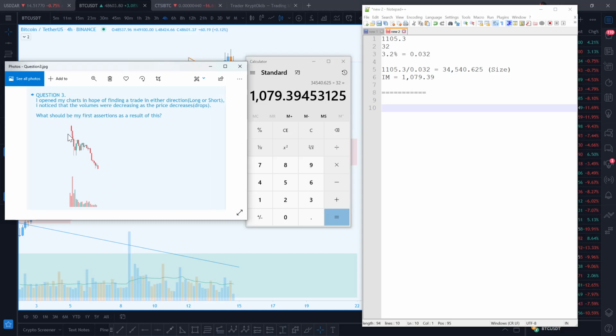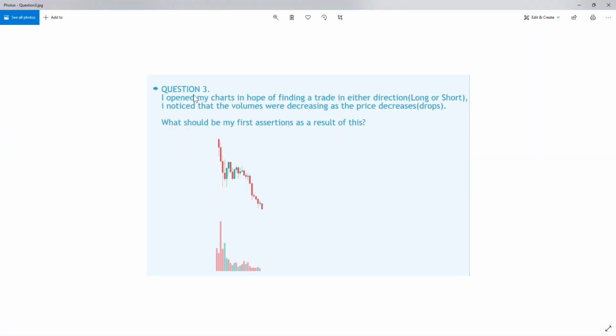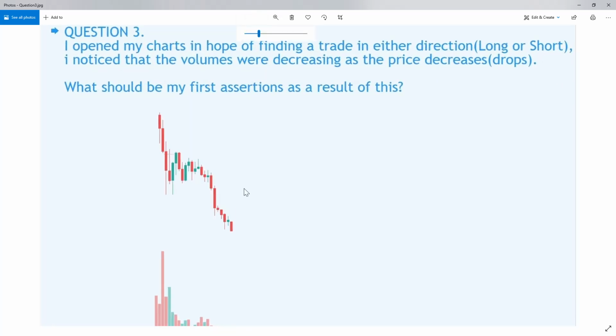Okay, I opened my charts in hope of finding a trade in either direction, either long or short. I noticed that the volume was decreasing as the price decreases. What should be my first assertion as a result of this? So if we look at this particular drawing, let me make it big.